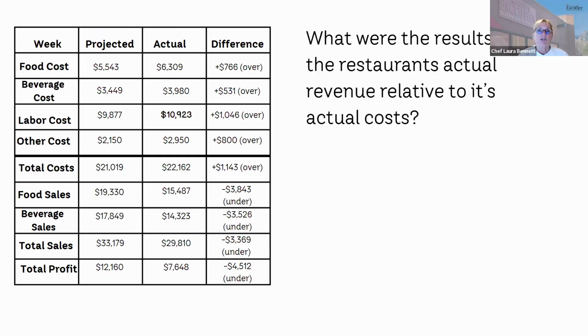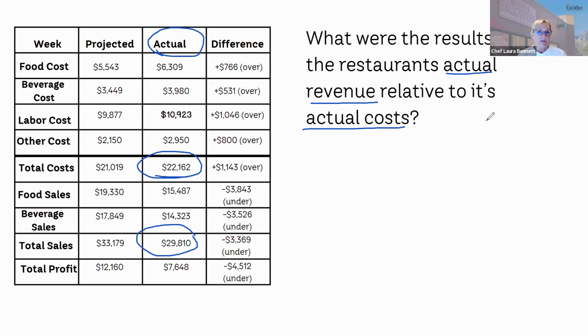All right, so first question. What were the results of the restaurant's actual revenue relative to its actual cost? That tells me I only need to look at the actual column. I'm going to find my revenue. All right, my actual revenue, which is down here, my sales, $29,810. My actual total cost, $22,162. All they want to know is, is this a profit, a loss, or a break even?